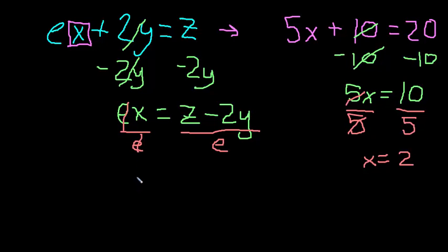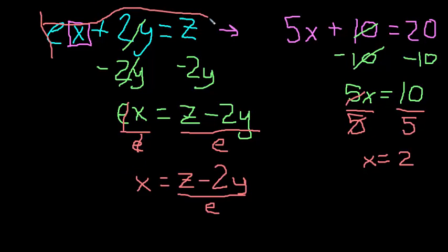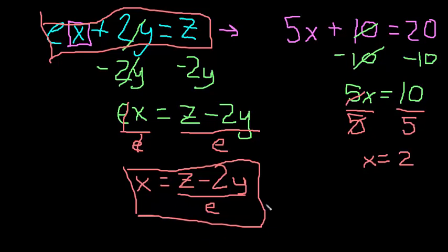That cancels, and I'm left with x equals z minus 2y. I'm trying my best to do good handwriting here. All over e. Okay, and this would be the solution to solving this literal equation for x. Okay, and again, this does not look any less complicated than this up here.